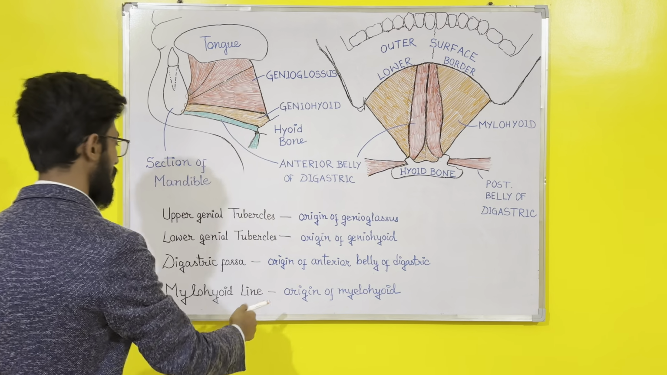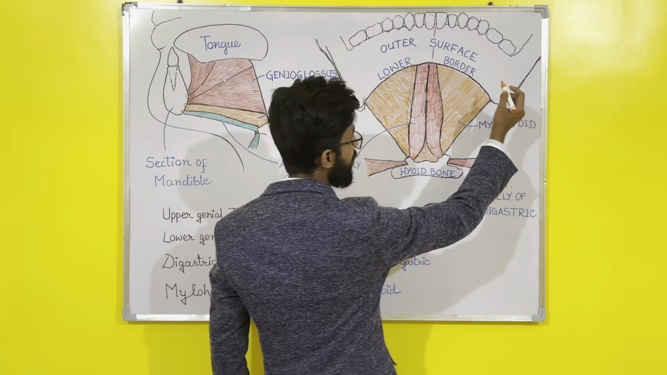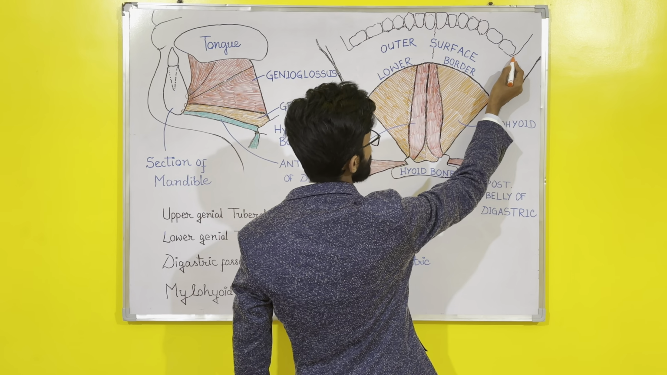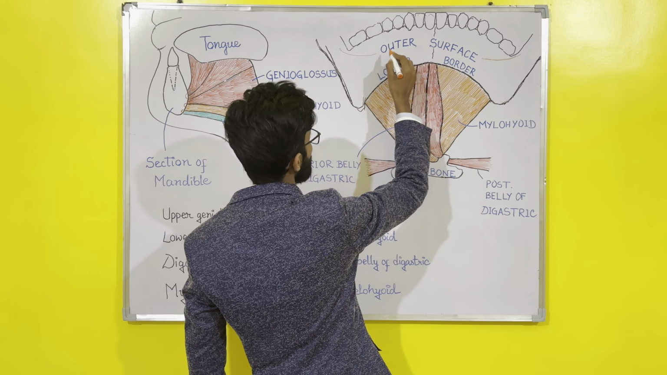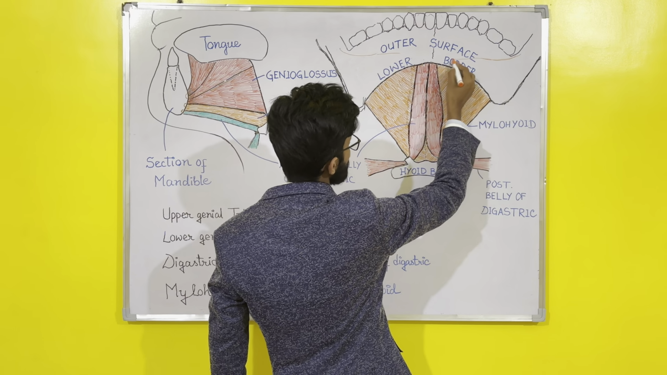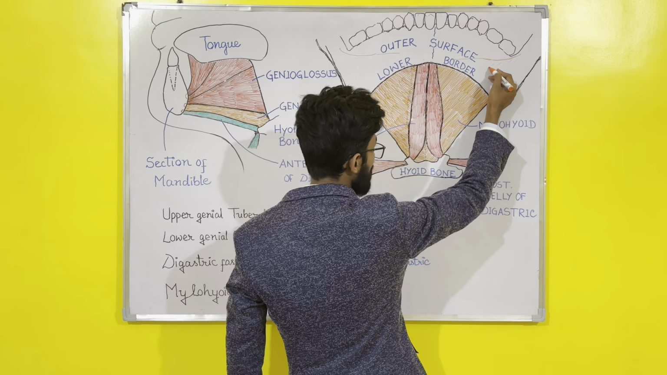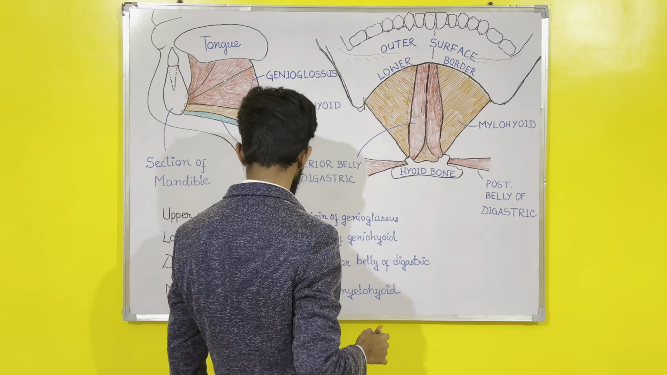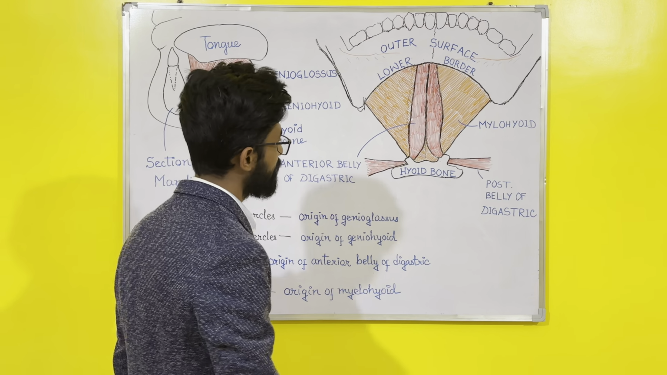mylohyoid muscle. Mylohyoid muscle originates from the mylohyoid line. If you remember, the mylohyoid line is somewhere below the molar teeth on the inner surface. So here are the mylohyoid lines, like this. These muscles originate from the mylohyoid line on both sides. The mylohyoid line gives origin to the mylohyoid muscle, right?